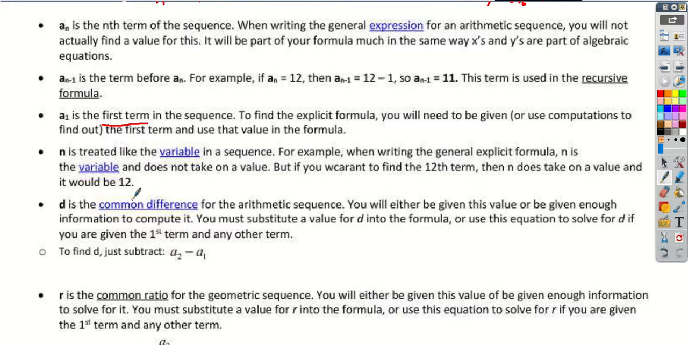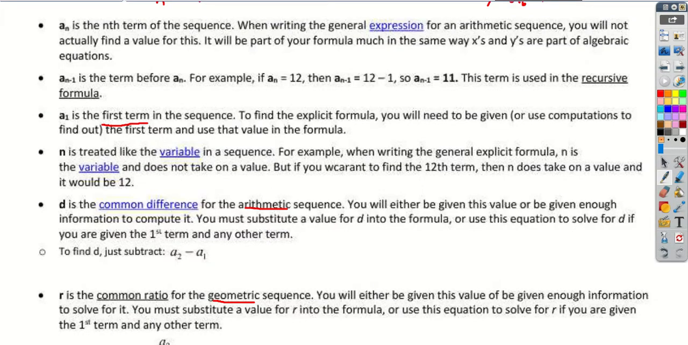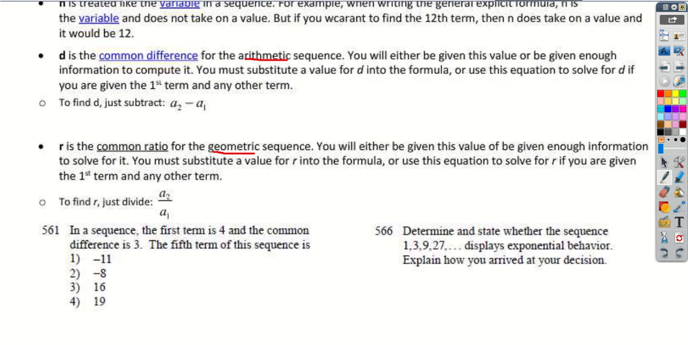D is the common difference. We're just going to subtract 2 minus 1, so it's what you're adding to get from one term to the next in an arithmetic sequence. And R is the common ratio in a geometric sequence, what you're multiplying by. To figure out what that is, you're just going to do some division here: A2 over A1, A3 over A2.